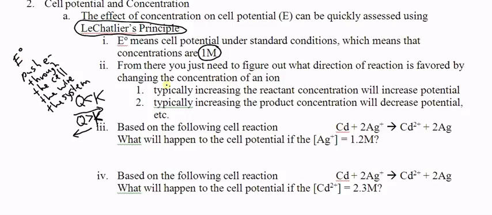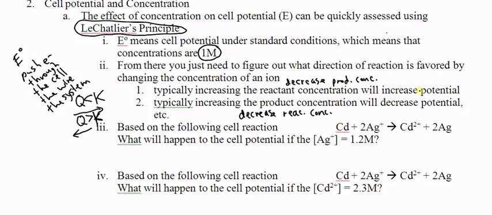So a quick way to think about that, I've got 2 reference points here. Typically increasing the reactant concentration will increase potential. The other possibility is decreasing product concentration also will increase the potential, or increasing the product concentration will decrease potential, or a decrease to the reactant concentration will also decrease potential.